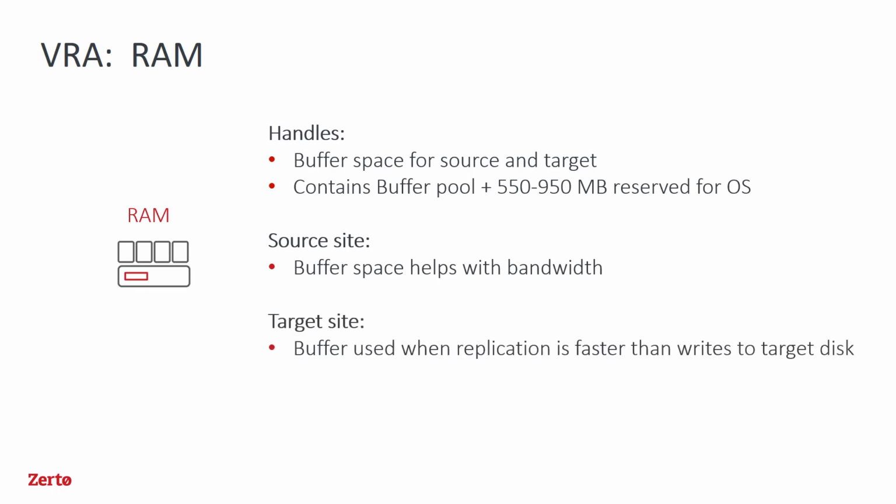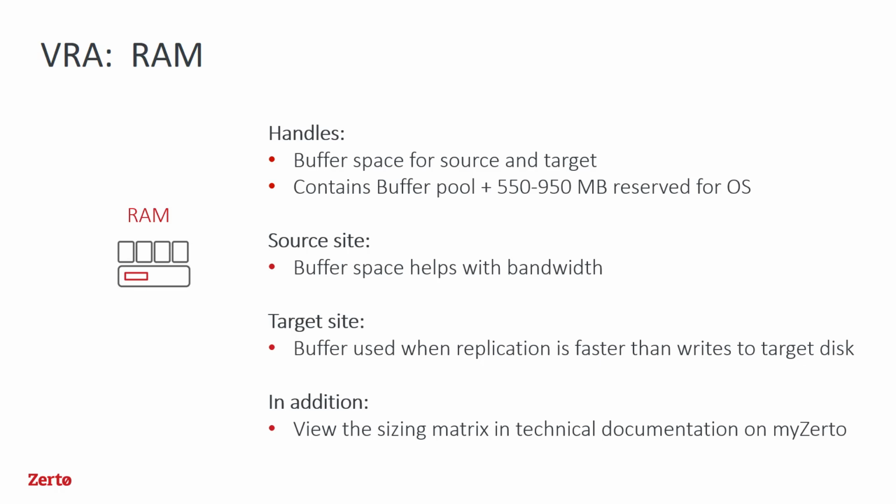On the DR side, the buffer space is typically used because you may be replicating as fast or faster than the target disk is writing the data down. If a buffer becomes full, a bitmap sync is performed after space is freed up in the buffer. A sizing matrix is available in the technical documentation section of the MyZerto website. This gives recommendations on buffer space based on the total number of VMs.